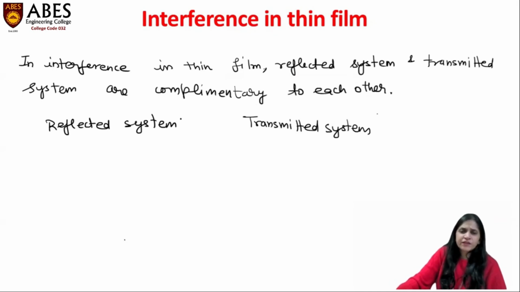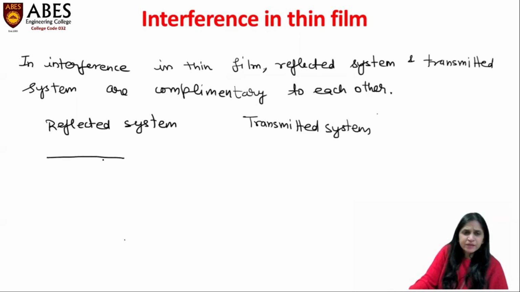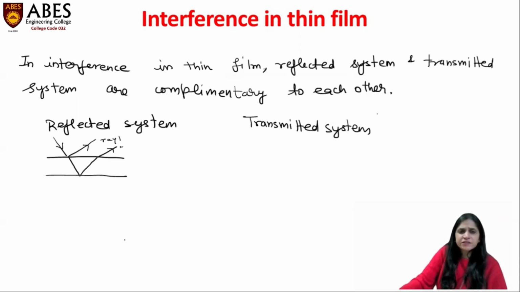So for the reflected system, what is the diagram if we remember? There is a parallel thin film. The light from the source is incident on the thin film. The light gets reflected as ray 1, and then it is refracted inside. From the lower surface, it is reflected and emerges out from the upper surface. This is ray 2. The interference is occurring in the reflected rays. Suppose t is the thickness of the thin film and mu is the refractive index.